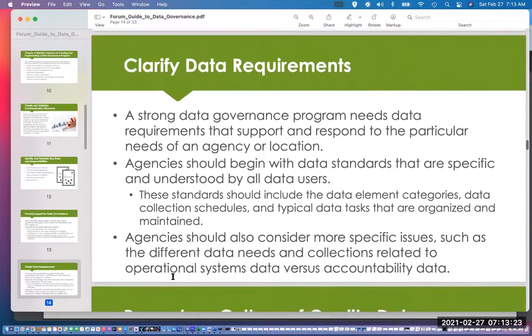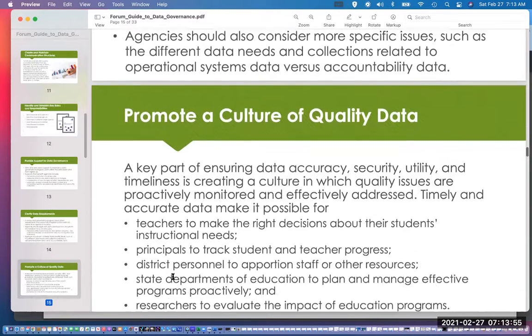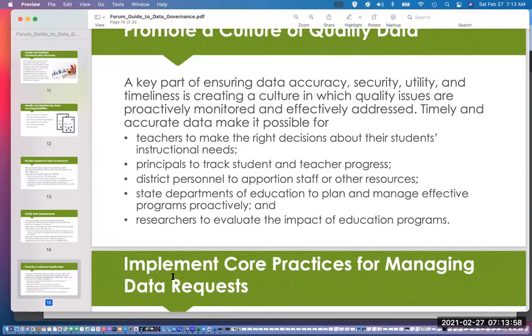Clarify data requirements. A strong data governance program needs data requirements that support and respond to the particular needs of an agency or location. Agencies should begin with data standards that are specific and understood by all data users. These standards should include the data element categories, data collection schedules, and typical data tasks that are organized and maintained. Agencies also consider more specific issues, such as the different data needs and collections related to operational systems data versus accountability data. Promote a culture of quality data.